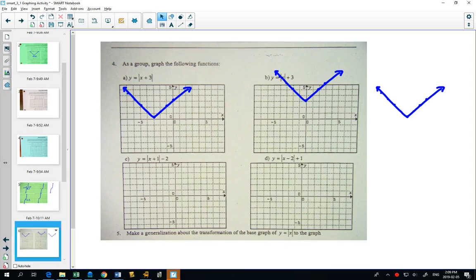And then C and D, we can start to combine things. I have a plus 1 inside the absolute value. That'll move 1 to the left. And then the minus 2 outside, that will move 2 down. And the last one, a minus 2 inside moves it 2 to the right, and plus 1 moves it 1 up. Be kind of nice if you could do that on your notes. Just draw your original and just take your finger and move it to where it needs to be instead of having to redraw it.